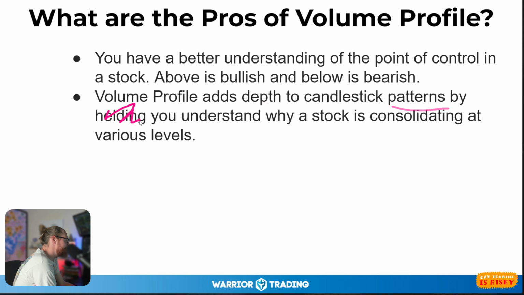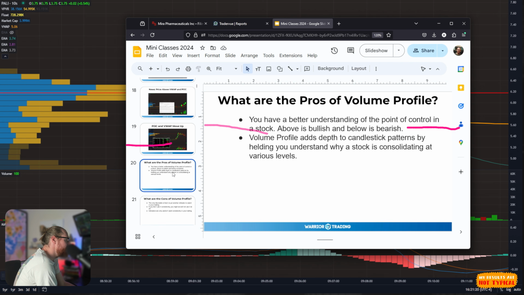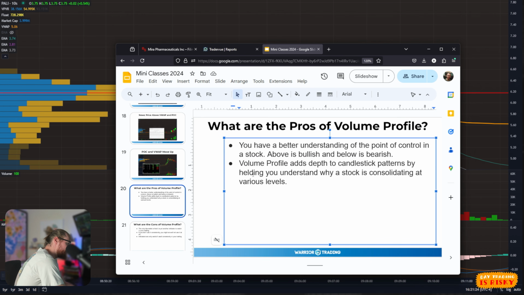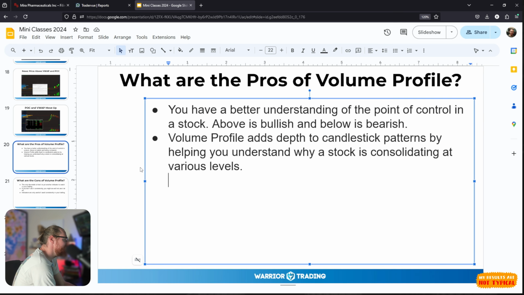And sometimes I put these slides together real quick before I teach this class. So I just finished trading today and then I added this slide. So it helps you understand why a stock is consolidating at various levels. So in this case, understanding, all right, we're consolidating at this level because this is the point of control. We're right below this critical level. That's why we're having resistance here. I think it's important and helpful to see that.